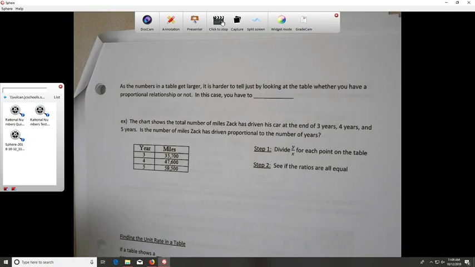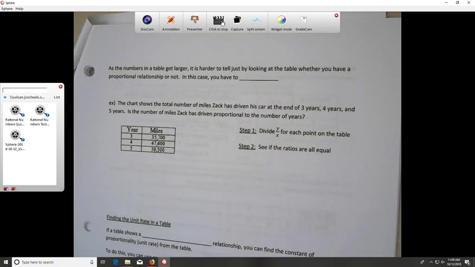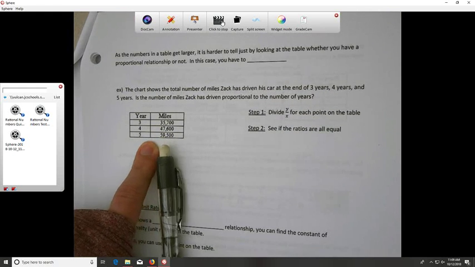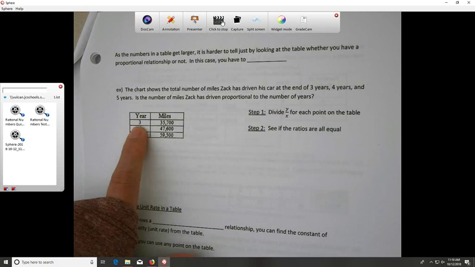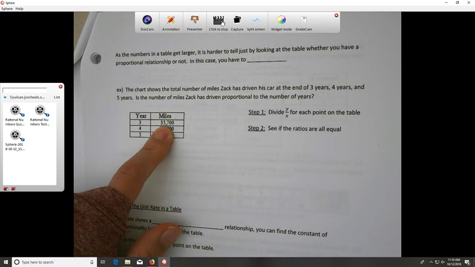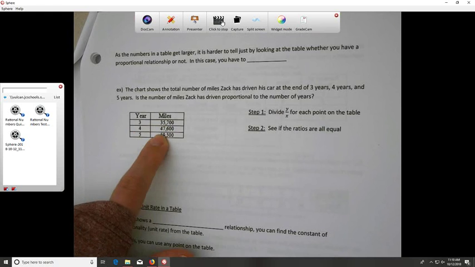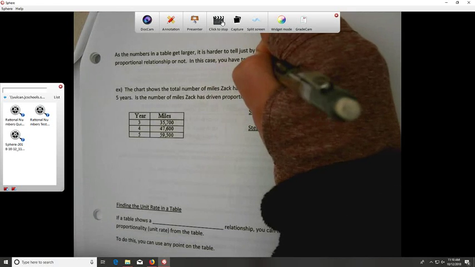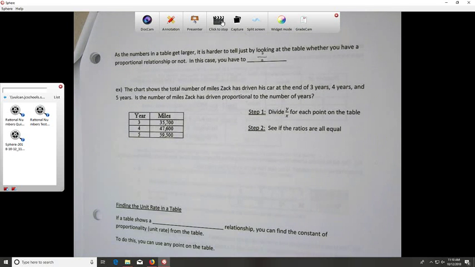Up at the top of the next page, it says, as the numbers in a table get larger, it's harder to tell just by looking at the table whether you have a proportional relationship or not. So for example, in a situation like this, I can't look at this table and automatically know 3 times what is 35,700, or 4 times what is 47,600. I don't know, the numbers are too big. So my backup plan, if I can't use the shortcut, is to divide. I'm going to find the unit rate each time and compare and see if they're the same.